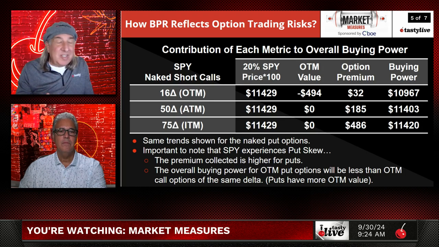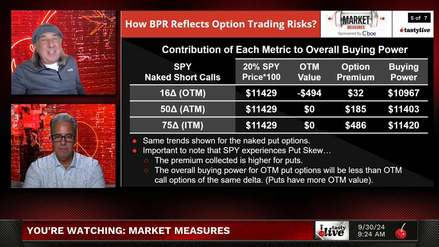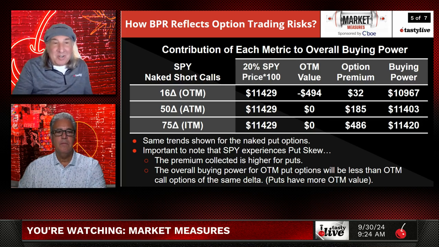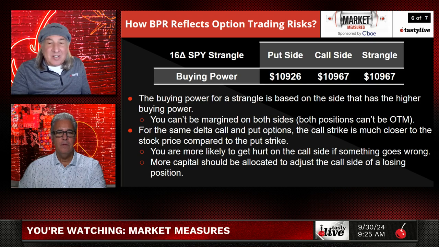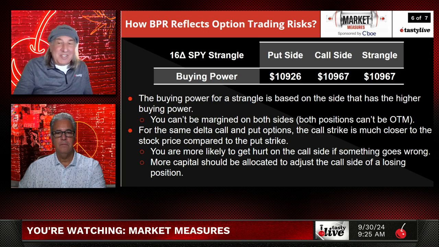So you sell them both, you only have to put up the same amount of money, but you get double the premium. That's why we do strangles instead, because you don't know which way the market's going to go anyway. Here's the 16 delta strangle. And since we don't sell at the money straddles very often, we're not going to sell in the money strangle or straddle. So we're going to look at the 16 delta strangle. On the buying power, you can see on the put side, on the call side, and on the strangle side, they're all the same. So when people go, why do you sell both? Here, that's the reason. Because you get twice the premium for the same amount of money.